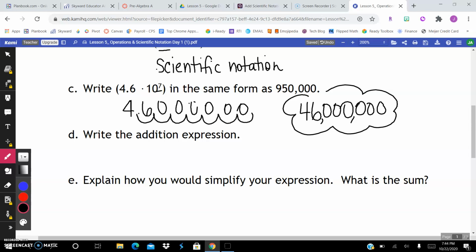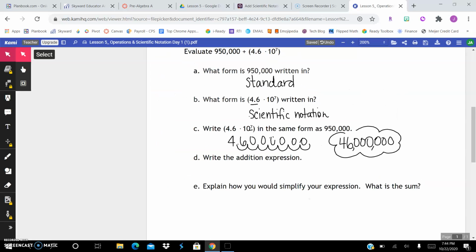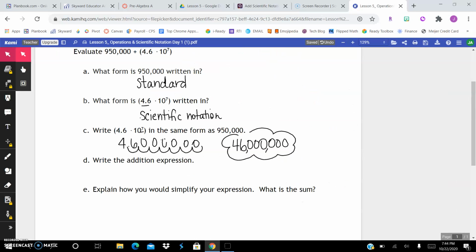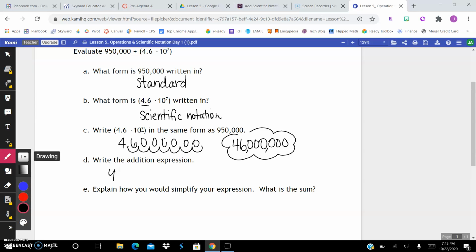Now it says write an addition expression. So if we look back at our original problem up there, we had 950,000 plus this 4.6 times 10 to the 7th. Our addition expression would be the 950,000 plus the 46 million.